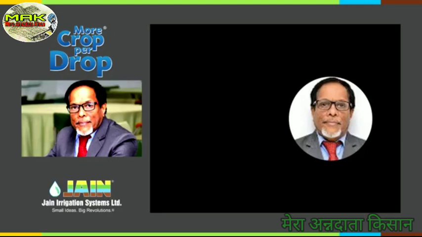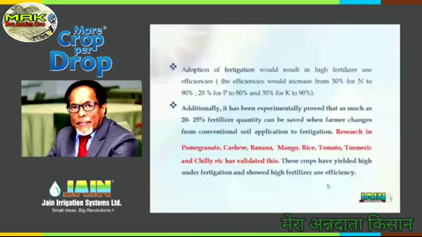That is what will lead us to safe agriculture production as well as health of people, health of environment, health of soil. The efficiencies would increase. Now, additionally, it has been experimentally proved that some 20-25% of fertilizer can be saved, which you saw. Research in pomegranate, cashew, banana, mango, rice, tomato, turmeric, and chili have validated some of these findings. Tomato, you saw there, a different variety can yield even higher, provided you give more fertilizer.